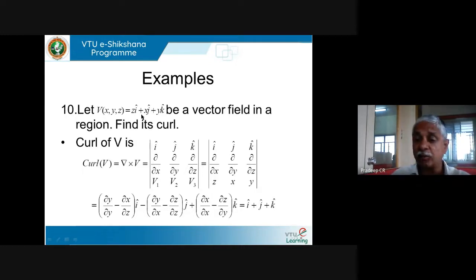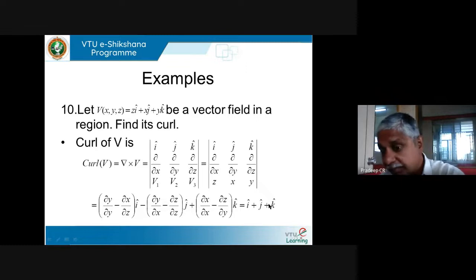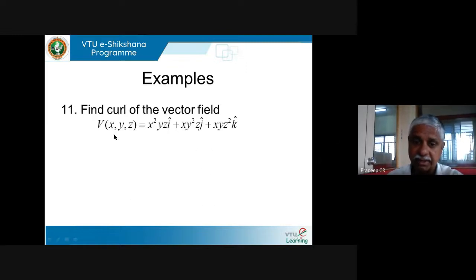In general, it need not be like that. That means here the i component, j component and k component of the curl are the same everywhere. It is 1, 1, 1. But in general, it may have x and y and z. It may vary. Let's see if I have given some example like that. Yeah, looks like there is one like that.